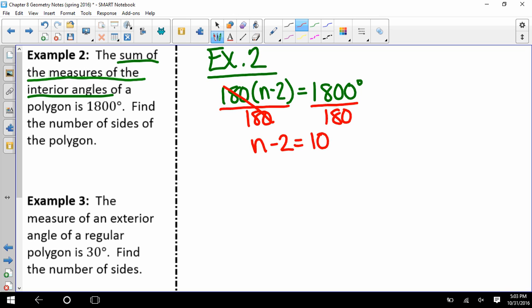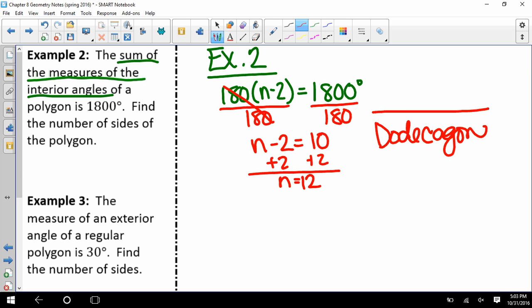N minus 2 equals 10. Then you're just going to solve. So we're going to add 2. So n equals 12. I don't just want you to say n equals 12. Give me the name. So this is where the names are going to come in. A 12-sided figure is a dodecagon. That would be my final answer.